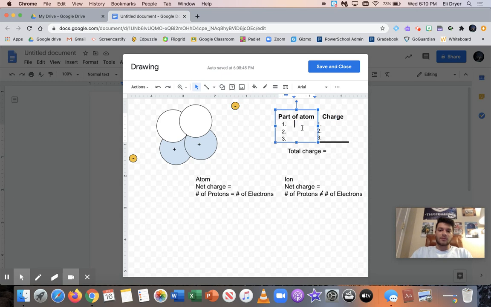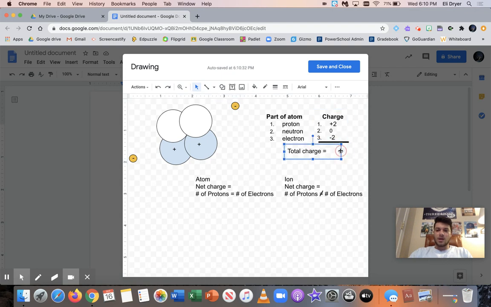So the first part is going to be a proton. Charge of a proton is positive, but I have two, so it's plus 2. The next part, let's do the neutron. The neutron has a charge of 0, so it's just 0. Finally, the electron. We have two electrons, and they have a negative charge, so it's negative 2. When we add these charges up, what do we get?